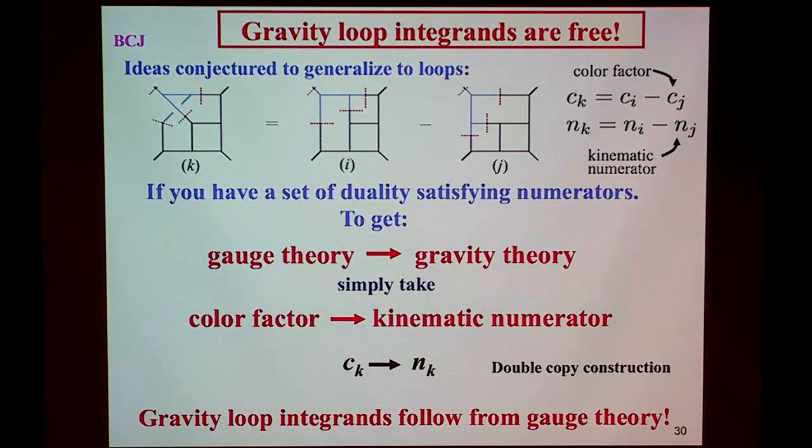You can guess that it's true, and then you check that the answer is correct. So we use it as an awesome calculational tool. When we want multi-loop gravity, the way we do it is we do gauge theory, which is far simpler than gravity, and then we just make a replacement. Color factor goes to a numerator factor. It's like magic. Now, it's not like magic. It is magic.